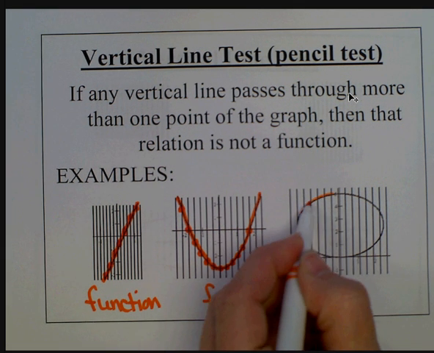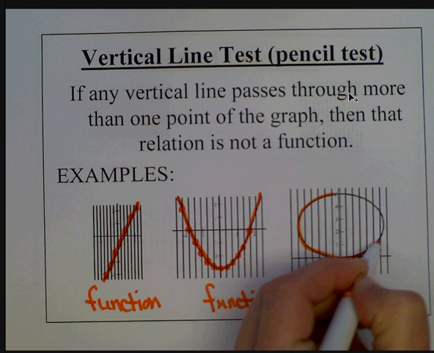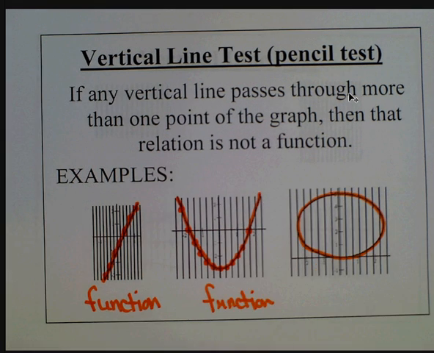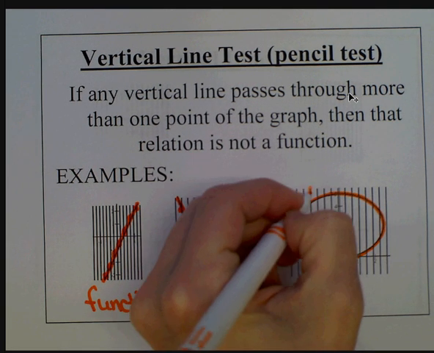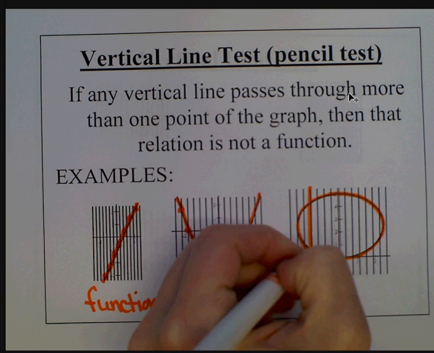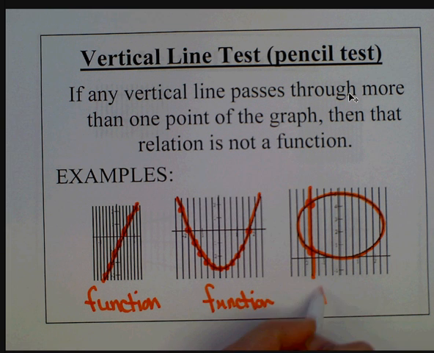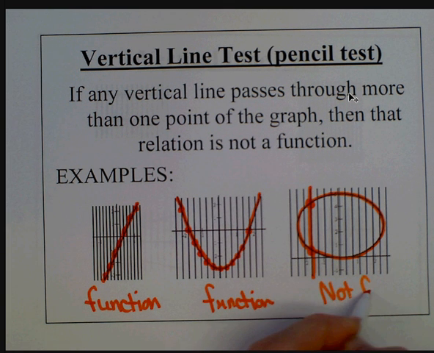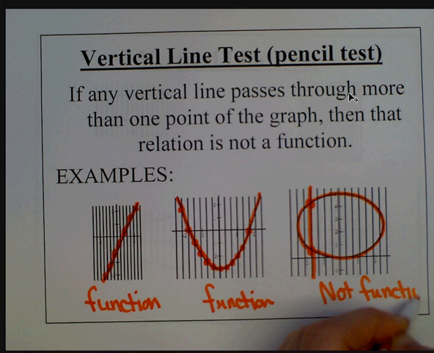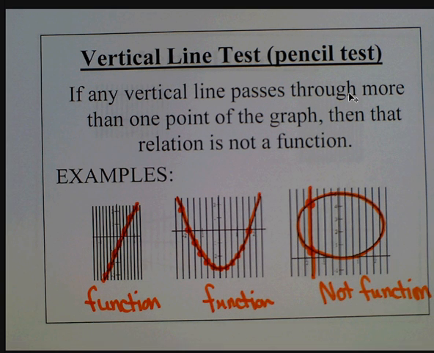Now the last one, our oval, if you take one of the vertical lines and you look at it, you see that line passes through the graph 2 times. So this is not a function. So you need your graphs to pass the vertical line test in order for them to be a function.